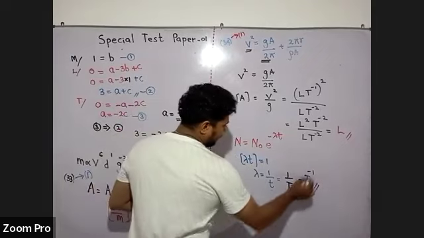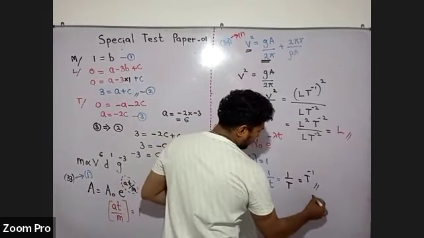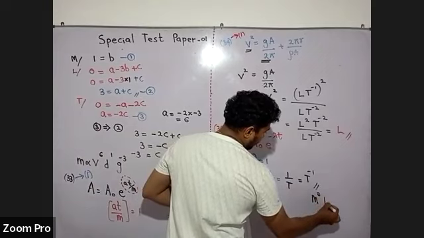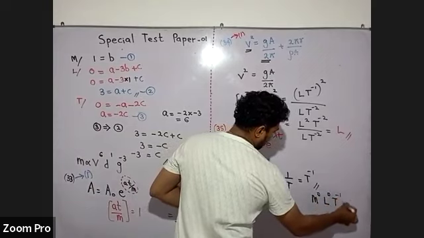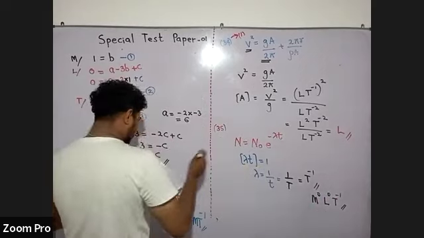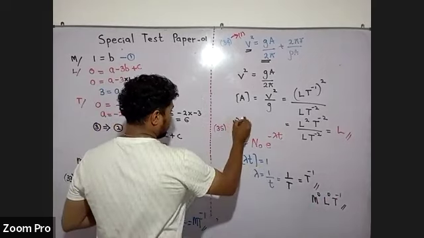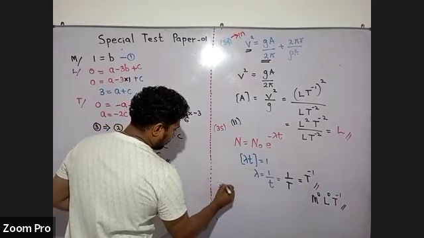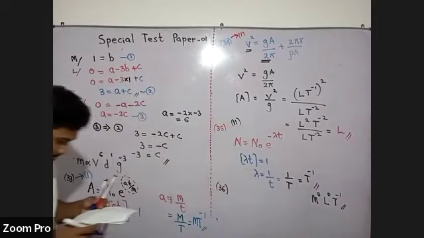So t minus 1 can be given as M to the power 0, L to the power 0 and T to the power minus 1. So the answer should be the third one, right? Sorry, second one.